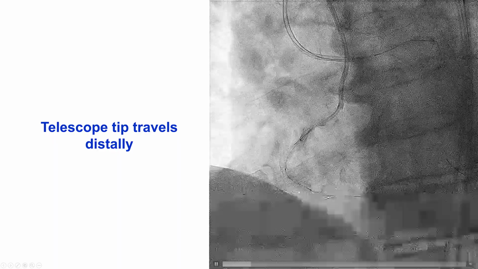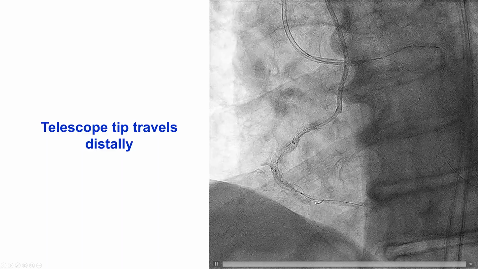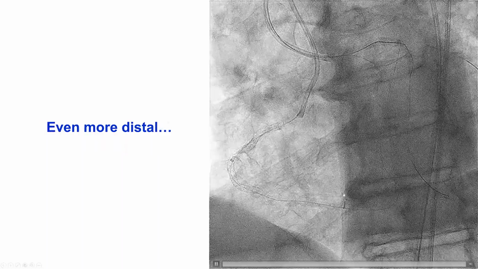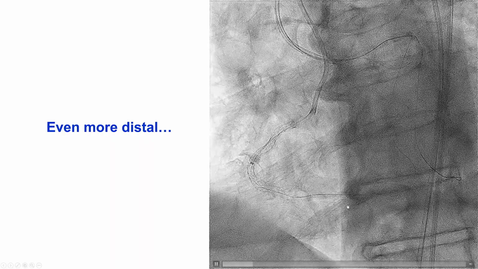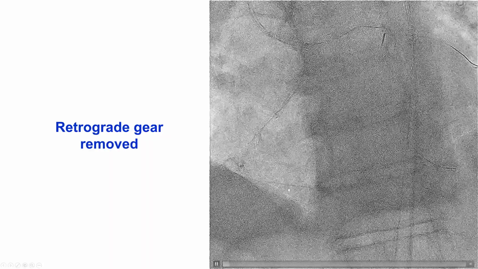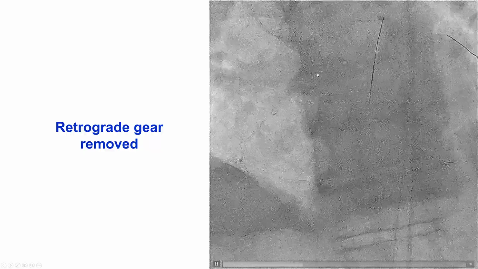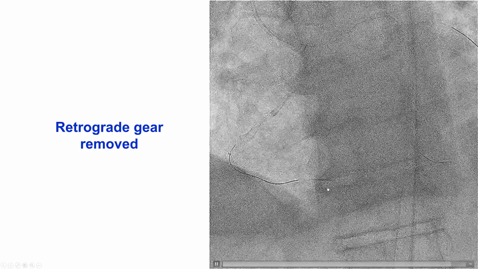We were planning to try to remove it, but the tip actually subsequently embolized distally, and went even more distal into the right posterolateral. But I guess at this point we had bigger fish to fry, so we wanted to complete the procedure as soon as we could. After we stented the distal right, we were able to remove the retrograde equipment.